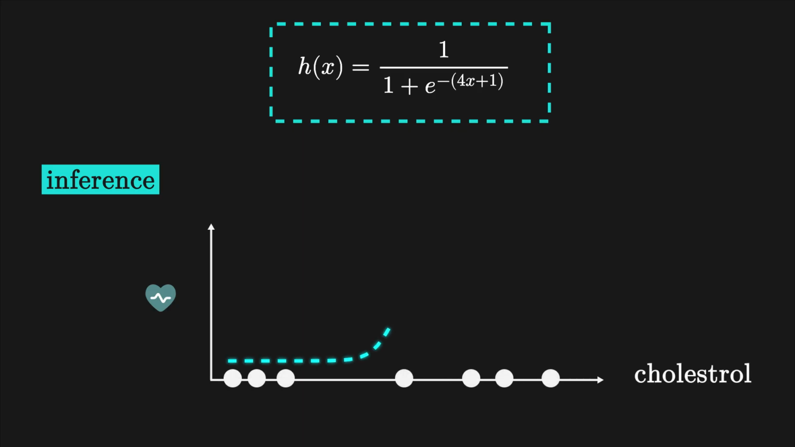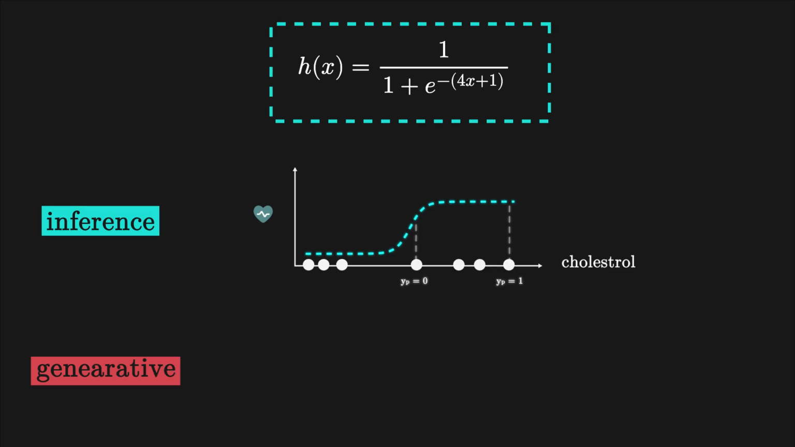Because it is called logistic regression, it will output probabilities between 0 and 1, and it is our job to convert them to whole numbers. In classification, we usually care about the category. So unlike linear regression, there is no generative task here.